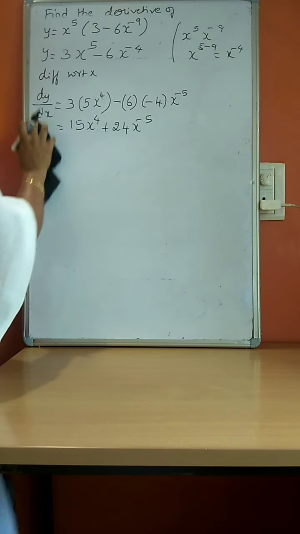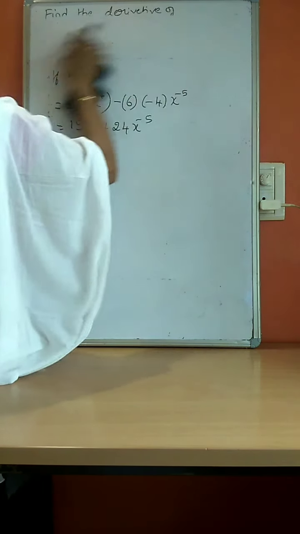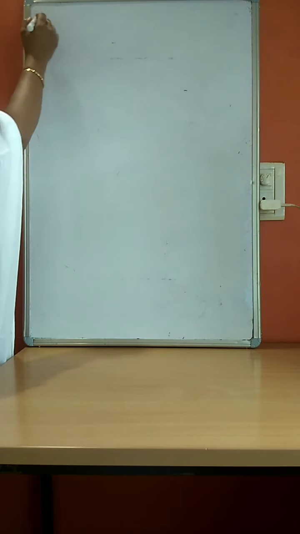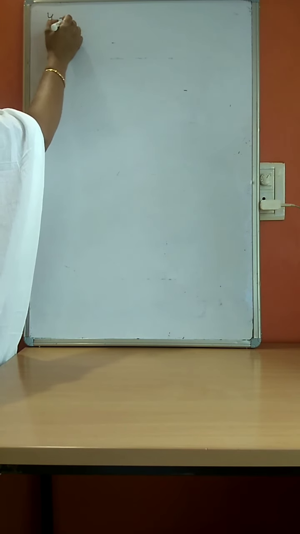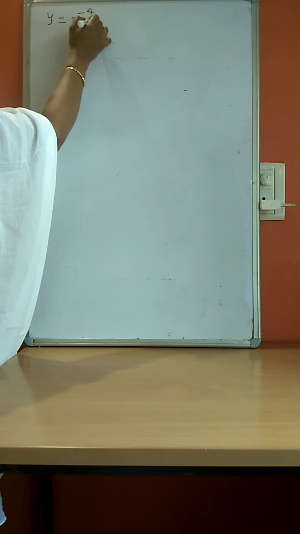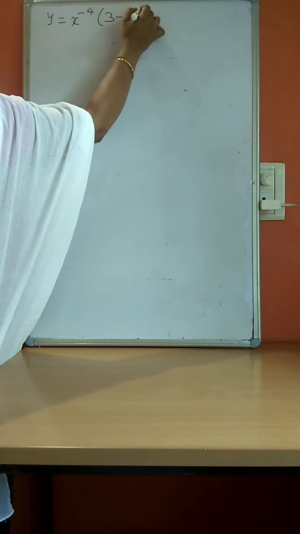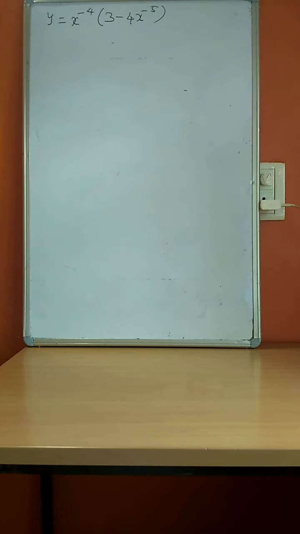Understand? Next problem. Y is equal to x to the power of minus 4, 3 minus 4 into x to the power of minus 5.